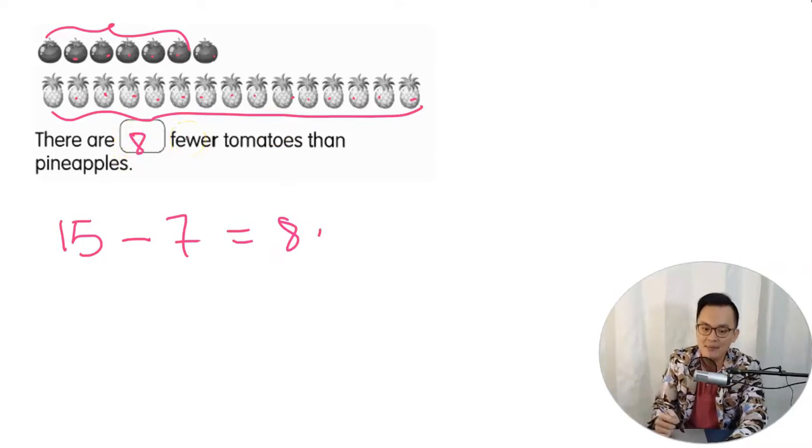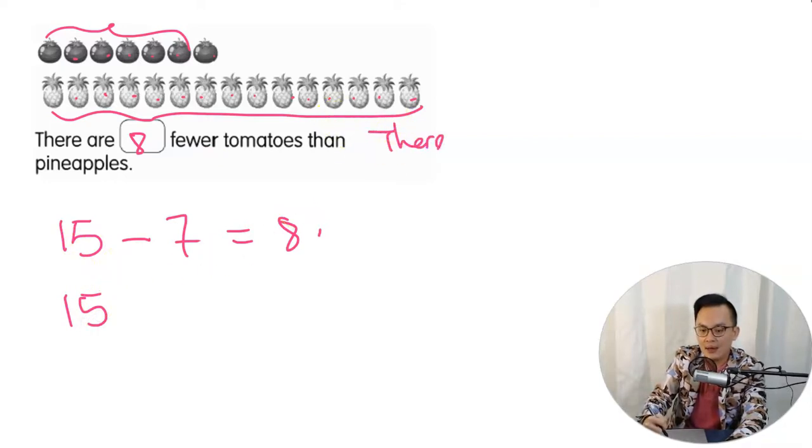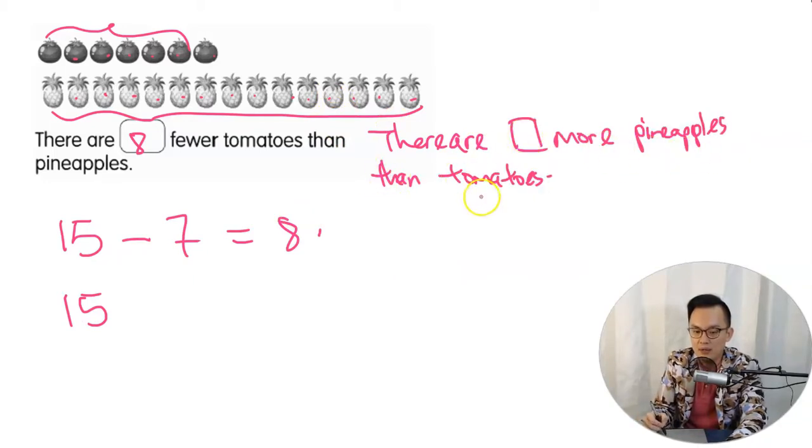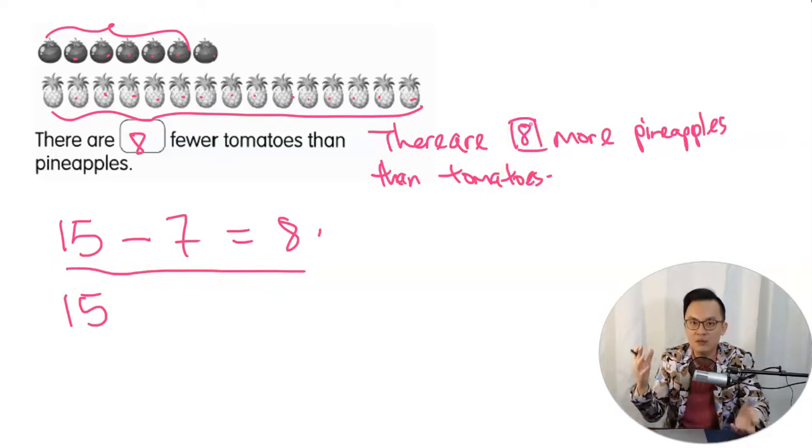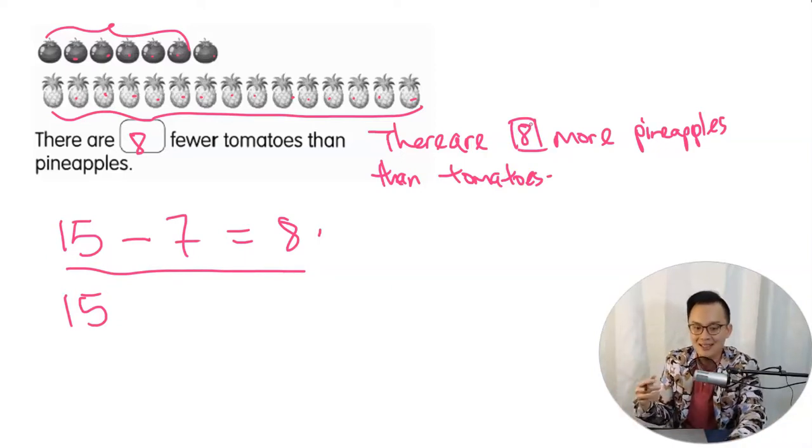And then you need to ask them how many more pineapples than tomatoes there are. And the tricky thing is that it's also the same working. If the question is how many more pineapples than tomatoes, it's the same working, which is 15 minus 7, which is 8 more. So they have to be very comfortable with flipping the more and fewer and less, and make sure that they understand that it's the same concept. It's just two different sides of the coin.